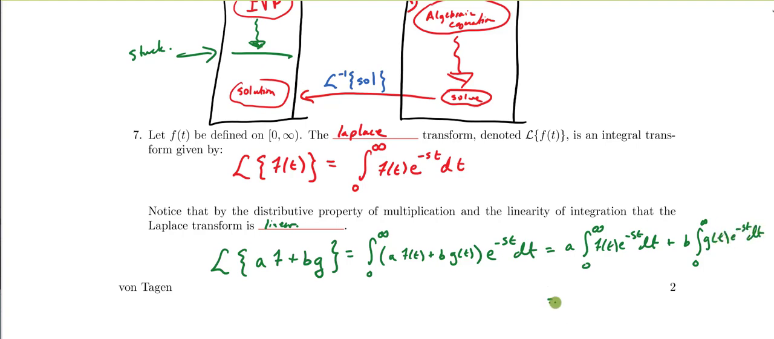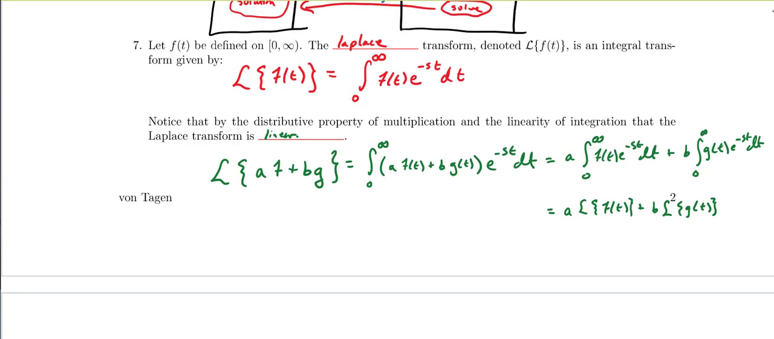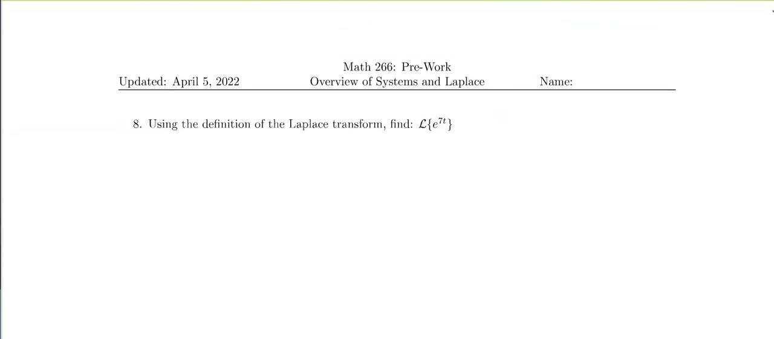And what have I shown? I've shown that this is equal to a times the Laplace transform of the first function plus b times the Laplace transform of the second function. Okay. So we're going to make use of the linearity of the Laplace transform all the time, which is why I need to show it even in this introductory video. And that linearity says we can pull out scalar multiples of a function, and we can distribute the Laplace transform over sums of functions. Of course, that doesn't hold for other operations on functions.